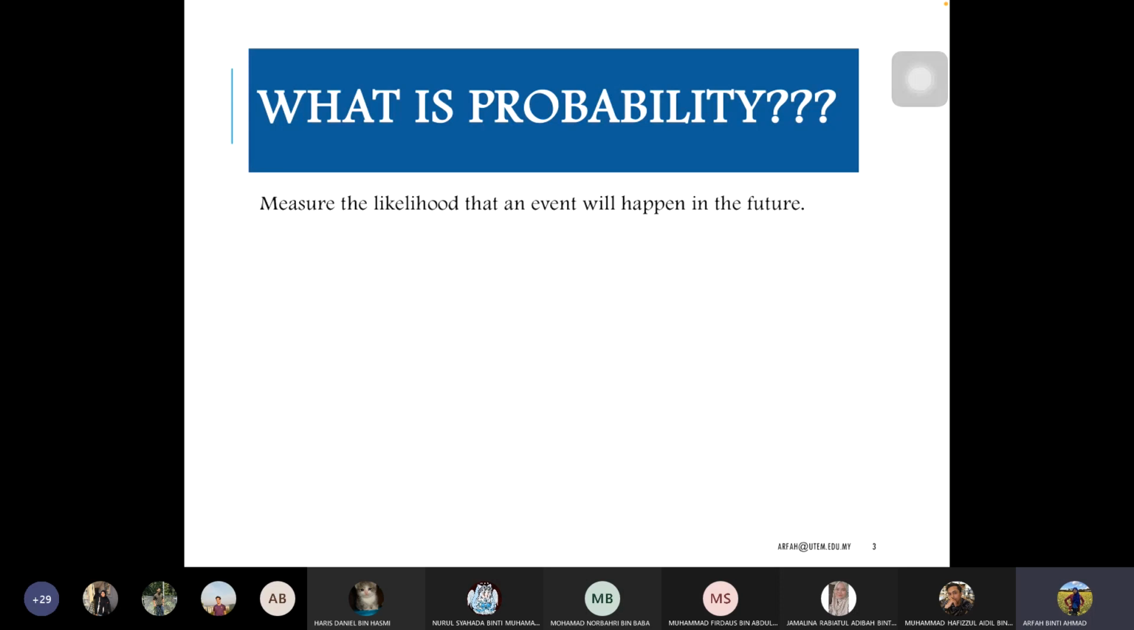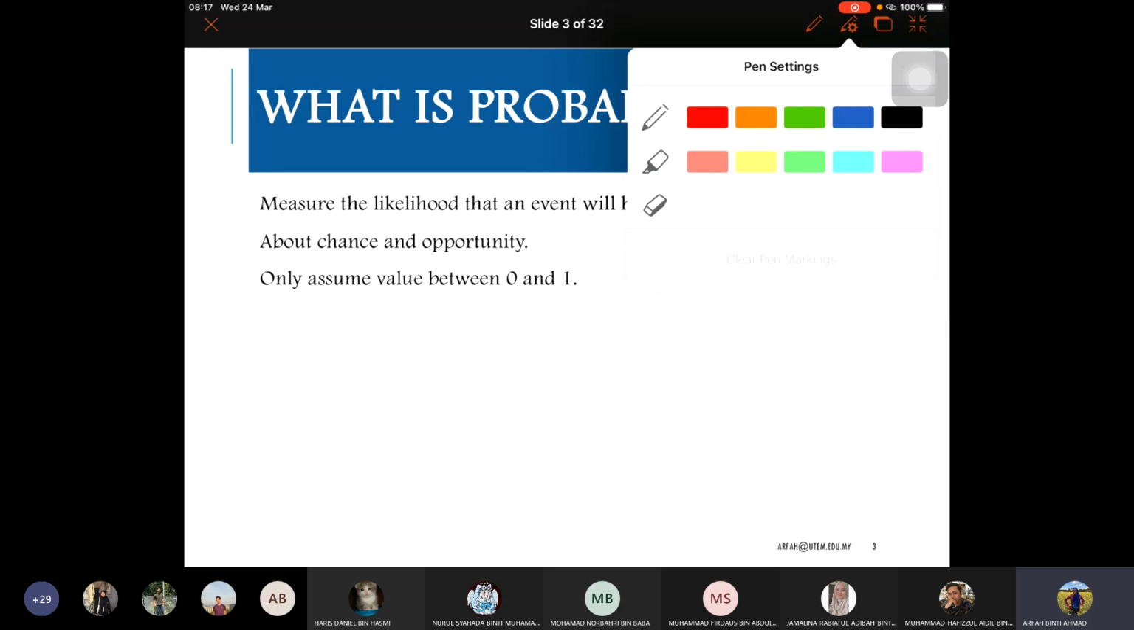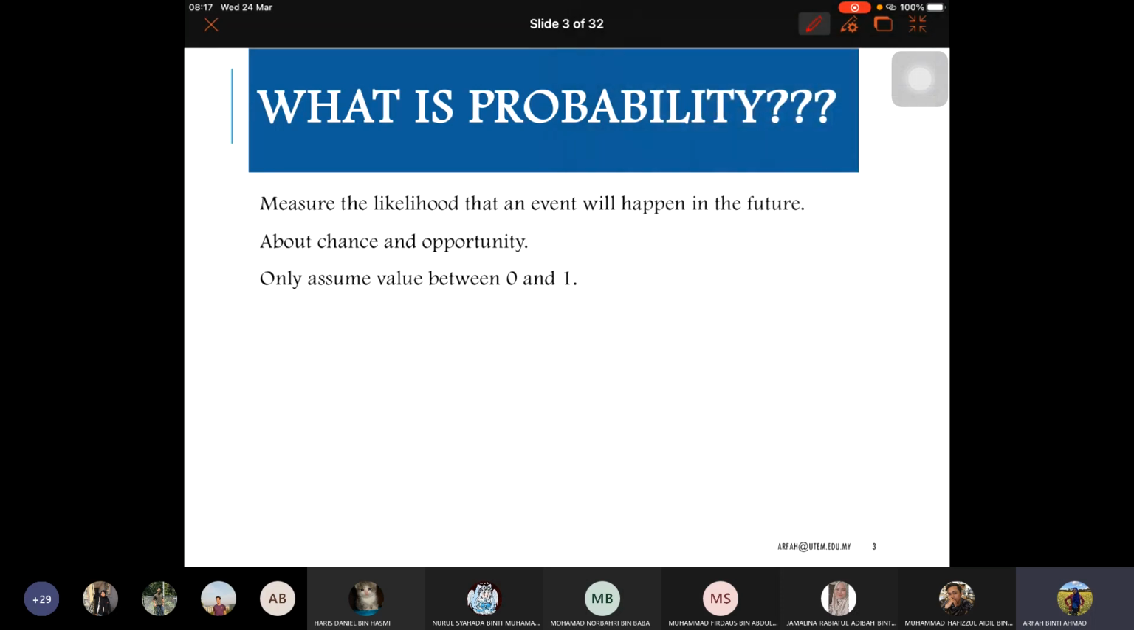So persoalan dia, apakah itu probability atau kebarangkalian? Kebarangkalian atau probability, it's about the measure of the likelihood that an event will happen in the future. It's all about chances and opportunity, and it only assume a value between 0 and 1. So dia maksud dia adalah apa kemungkinan sesuatu peristiwa tu akan berlaku in the future. Okay? Contoh macam hari ni. So kita tengok kat luar, apakah kebarangkalian hari ini akan hujan.